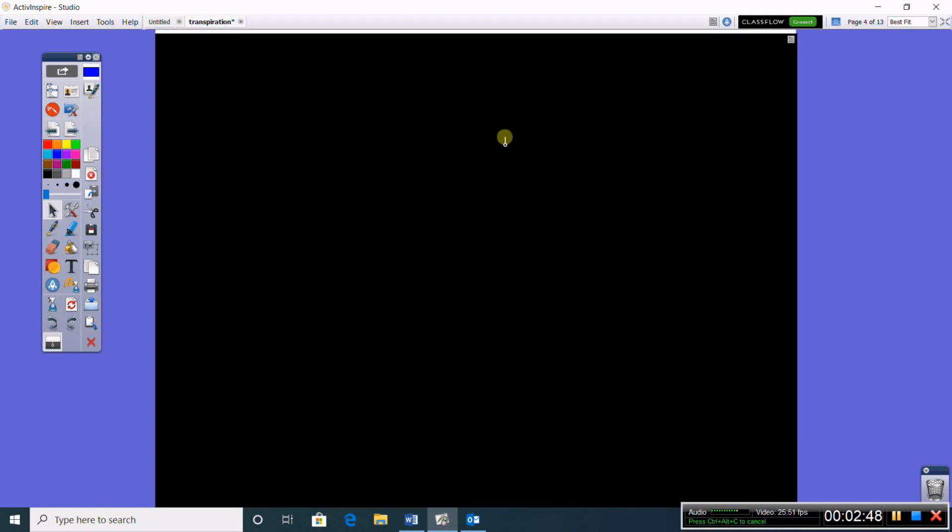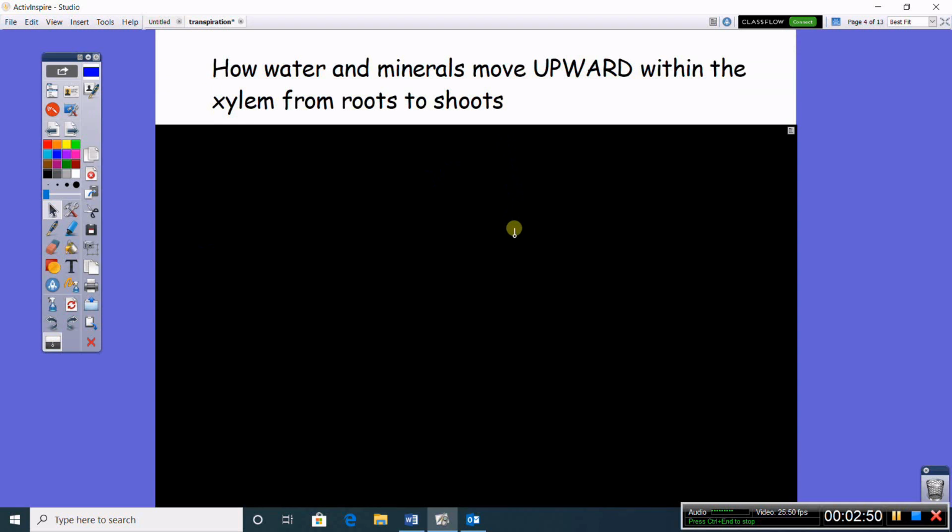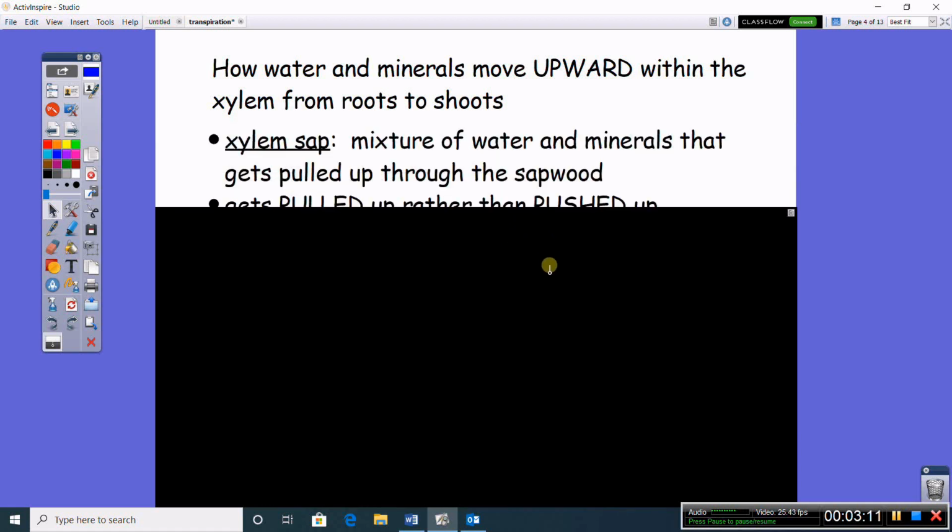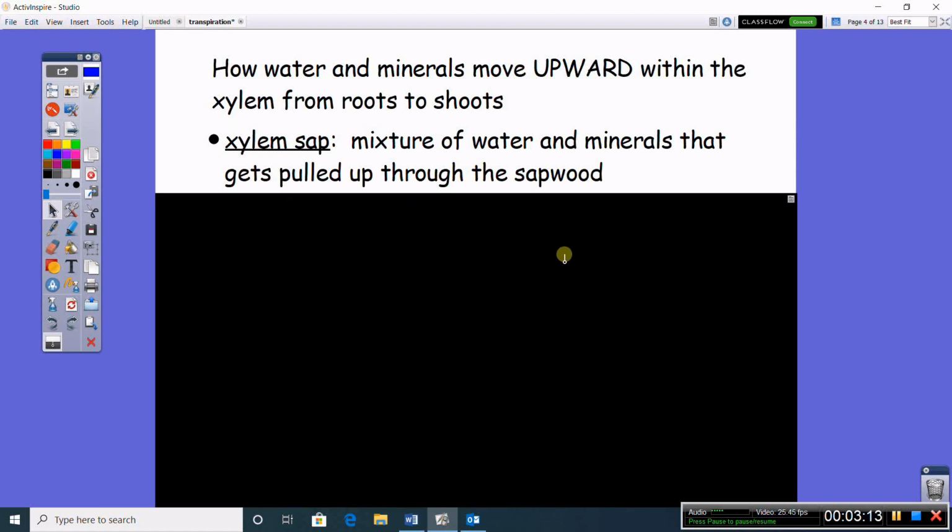All right. Let's talk about this. So, a couple weeks ago, we talked about the pathway that water will take as it moves through a root on its way to the xylem. So, kind of what we're looking at here is how that water moves up the xylem to go from the roots to the shoots. Okay?